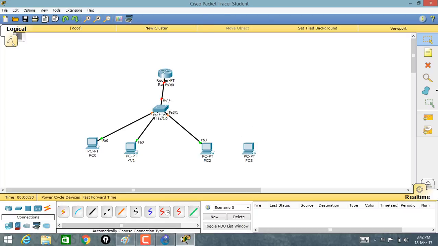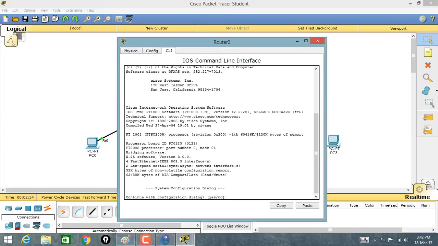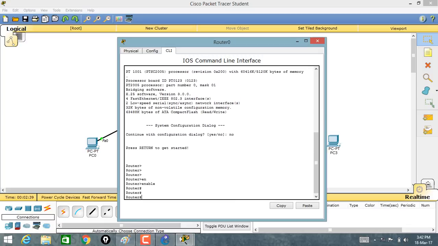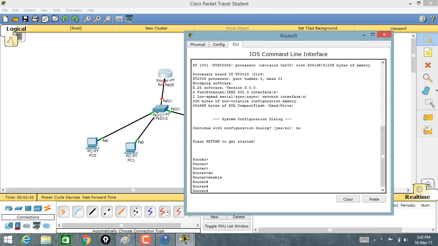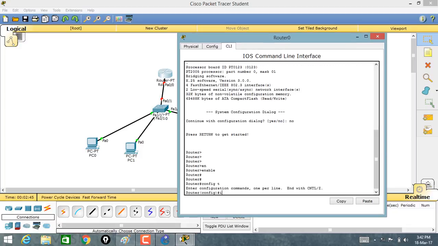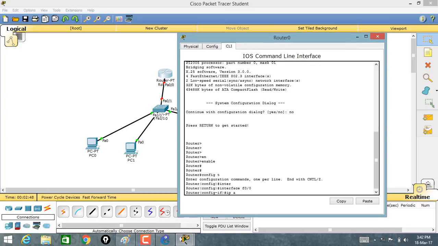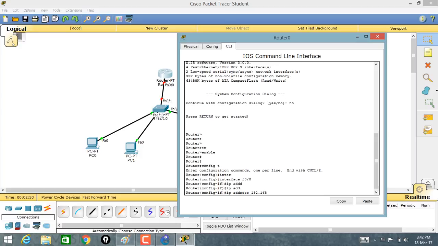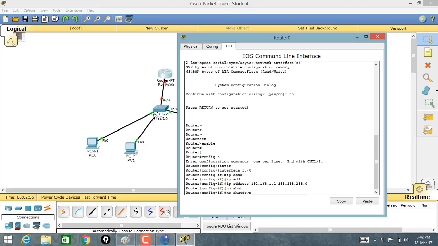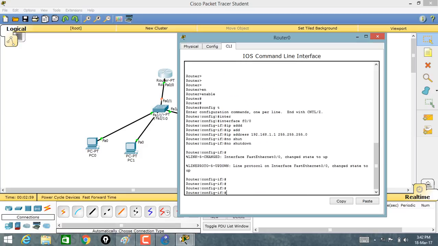Okay, let's consider only 3. Forget this. This one will be for management, and these 2 will be for sales. It's too fast for you. Okay, let's configure these IPs. We are using this subnet mask.